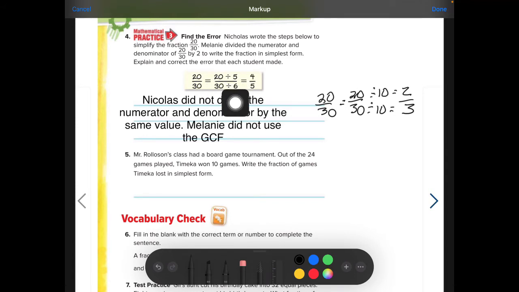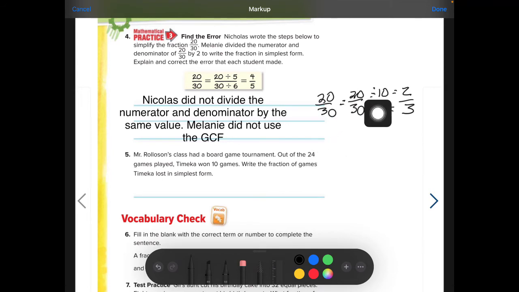Look what he did here. 20 divided by 5 and then 30 divided by 6. Whatever you do to the top, you need to do to the bottom. And then Melanie, she divided them both by 2. And that would get it sort of close, but that's not the greatest common factor. The greatest common factor was 10, and it gets it to the answer simplified faster.